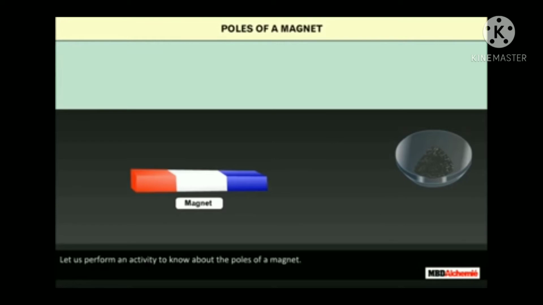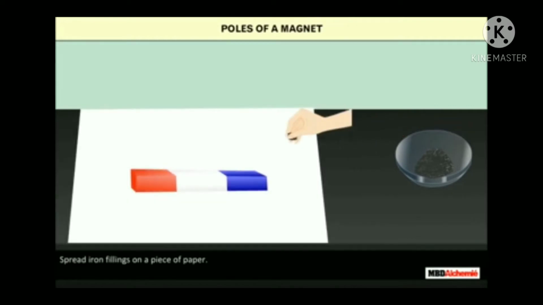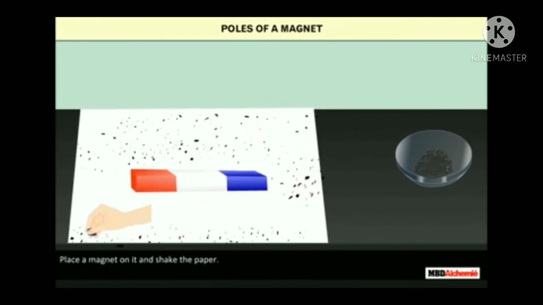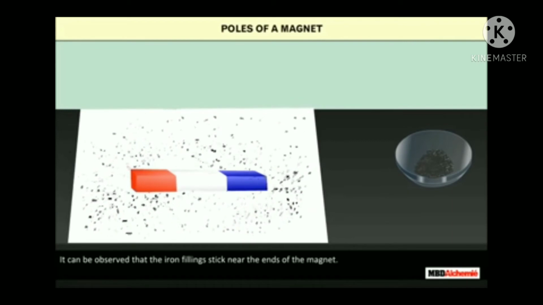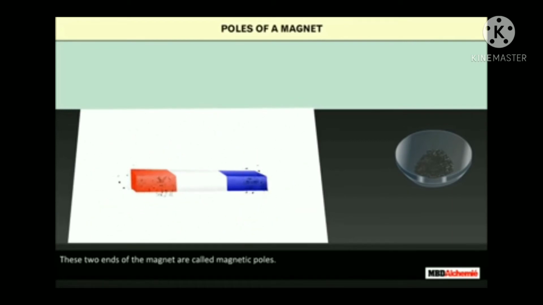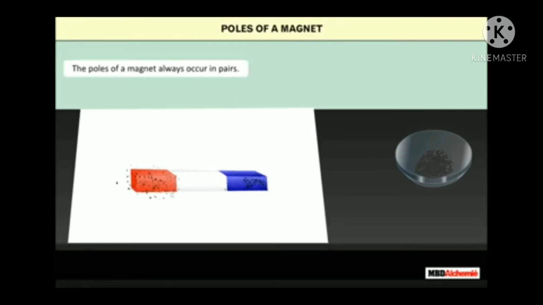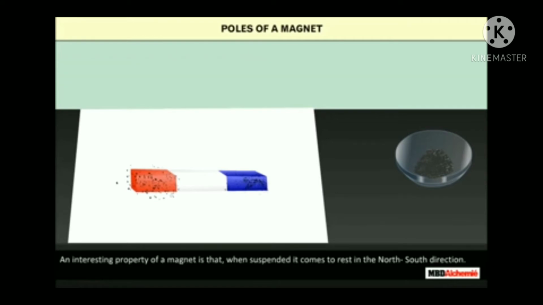Now, which are the poles of a magnet? Let us perform an activity to know about the poles of a magnet. Spread some iron filings on a piece of paper. Place a magnet on the sheet of paper. It can be observed that the iron filings stick near the ends of the magnet. These two ends of a magnet are called magnetic poles. The poles of a magnet always occur in pairs. It is impossible to obtain an isolated magnetic pole.